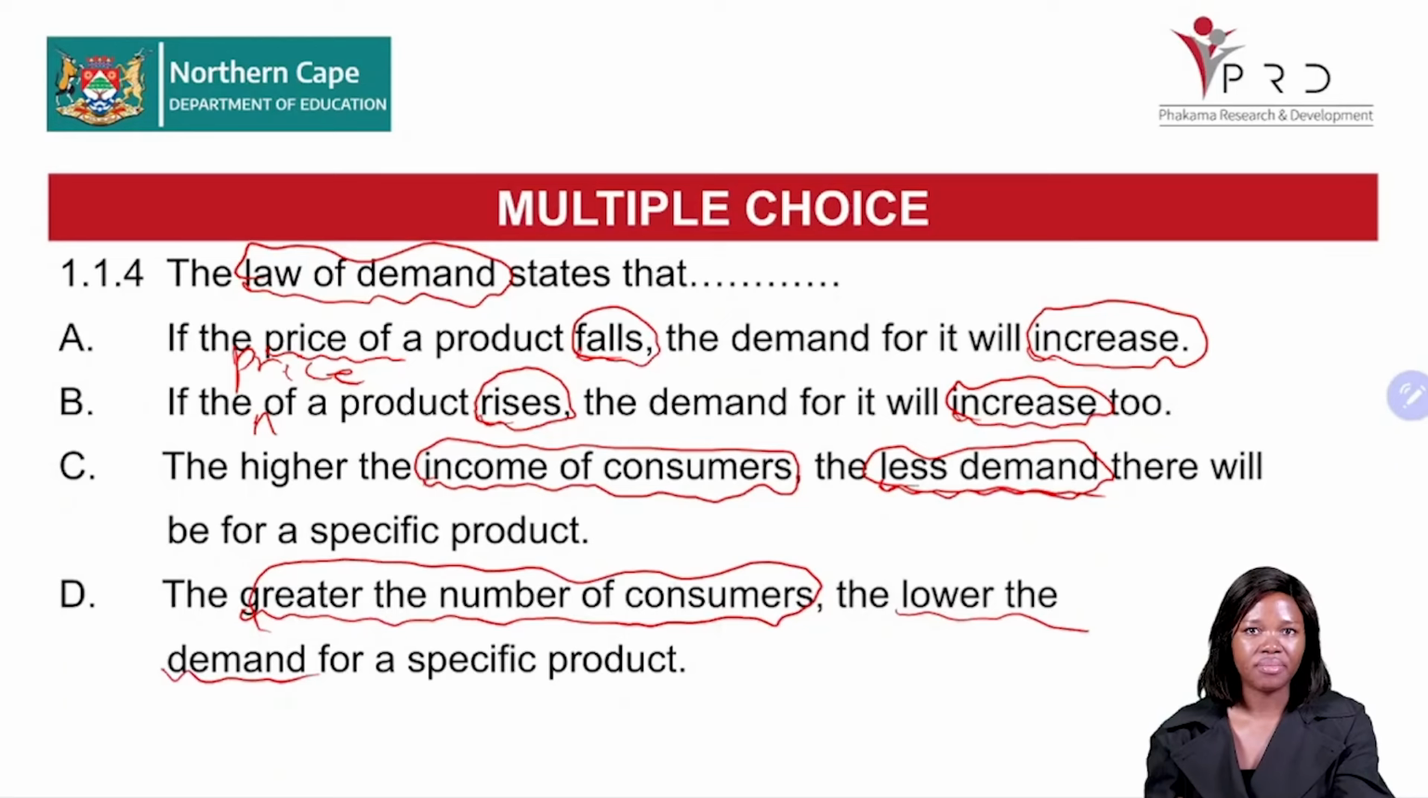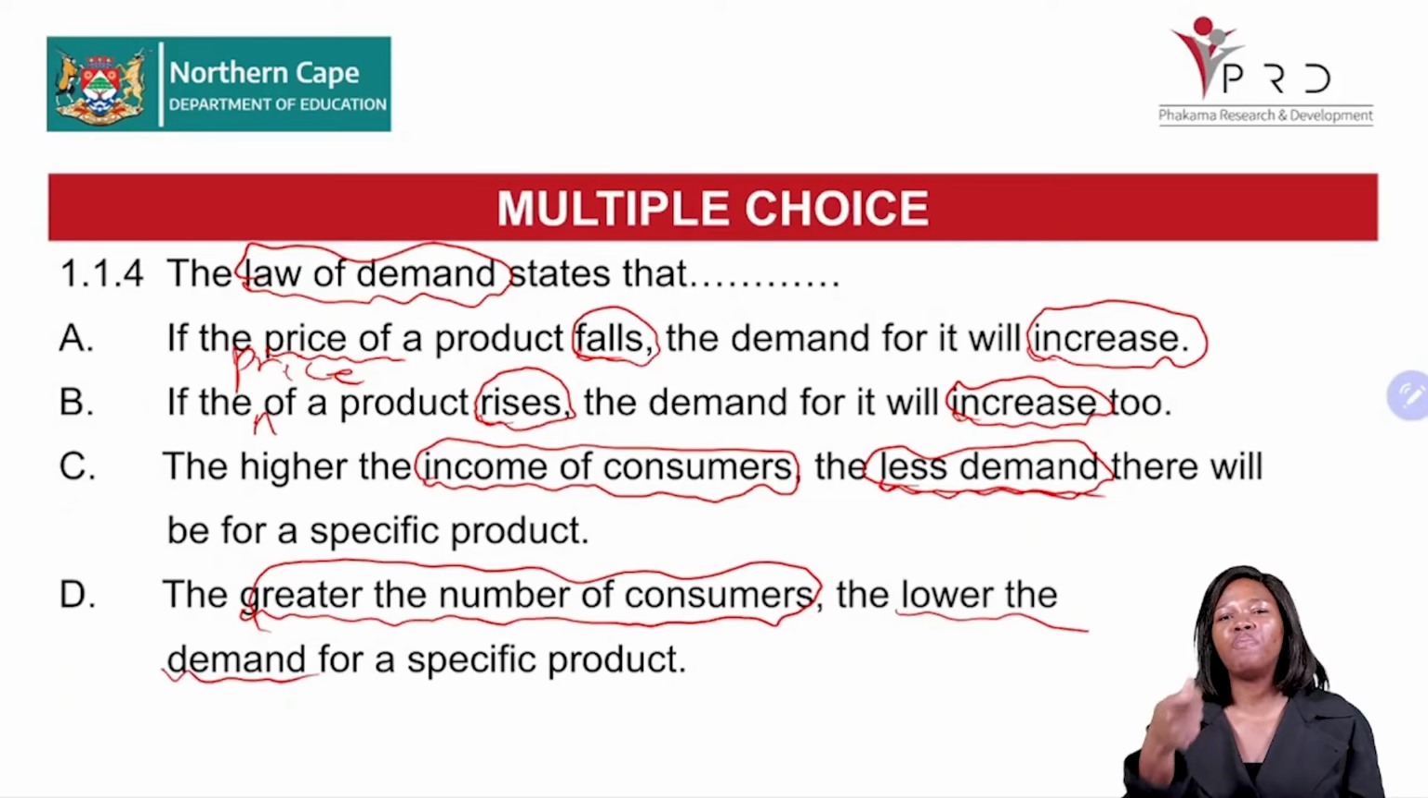Now, here, you must remember that the law of demand or the demand only has the relationship with the price. It is influenced by the price. Now, the demand represents the consumers. You need to understand that. As much as on the demand, we are looking at the quantity that consumers want to buy at a specific price. But you need to understand that who represents the demand? It is the consumers.